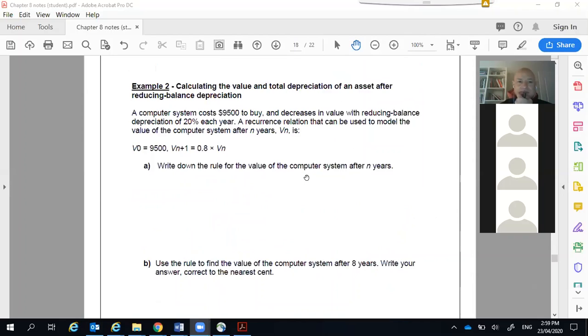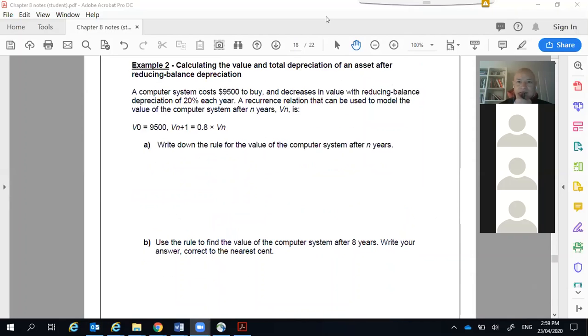Okay, example 2. Example 2 says, a computer system cost $9,500 to buy. There's our original, there's our V of 0. It decreases in value with reducing balance depreciation of 20%. So it's reducing, so decreases, we can see they all mean the same thing. Decreases, reducing balance depreciation. Well, how much is it going down? 20% every year. Recurrence relation that can be used to model the value of the system after n years.